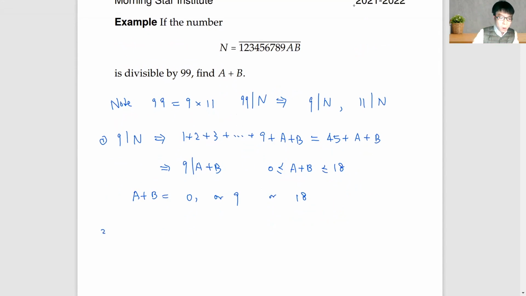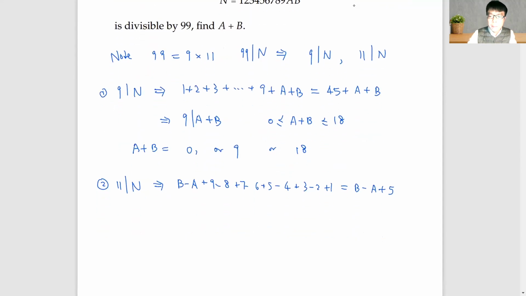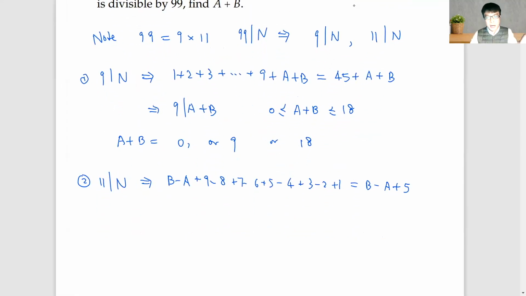Now we start to use the divisibility test for 11. This number is divisible by 11. That implies the alternating sum is divisible by 11. The alternating sum is B minus A plus 9 minus A plus 7 minus 6 plus 5 minus 4 plus 3 minus 2 plus 1. And it's not hard to see this equals B minus A plus 5. So B minus A plus 5 is a multiple of 11.